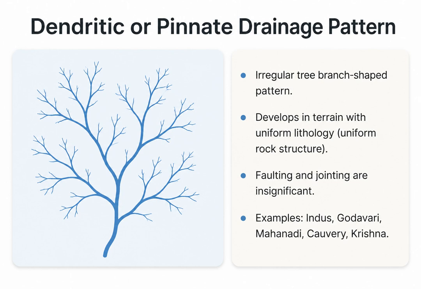This looks exactly like the irregular branching of a tree. It develops in terrains that have uniform lithology, meaning the rock structure is consistent everywhere, and there are no significant faults or joints to guide the water. Because the rock erodes evenly, the streams branch out naturally. The Indus, Godavari, and Mahanadi rivers exhibit this pattern.